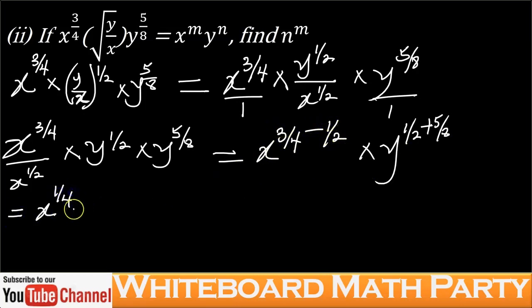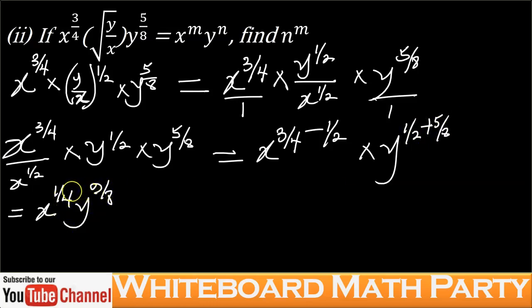1 upon 4 times y raised to the power of, if I simplify this or make it equivalent to a denominator 8, this is the same as 4 upon 8. So 4 plus 5 is 9. I have this as 9 upon 8. Okay, this has been simplified already to the barest.